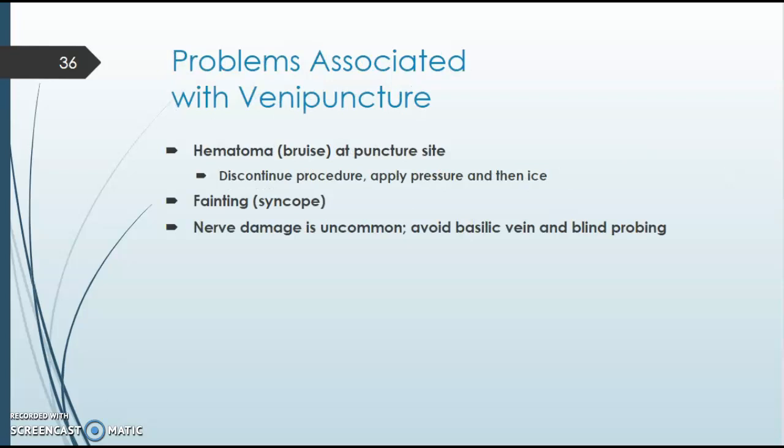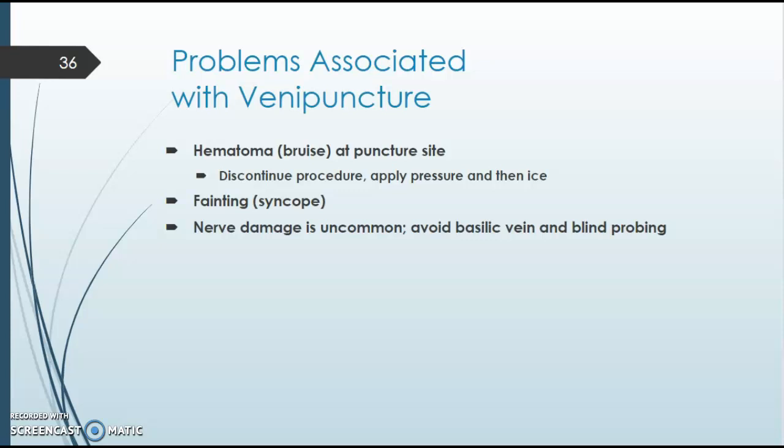Problems associated with venipuncture: hematoma is the most common, and that is a bruise underneath the skin. Sometimes the bleeding can continue underneath the skin and cause swelling. If a hematoma starts to form, you want to immediately discontinue, take the needle out, and apply pressure, then ice.